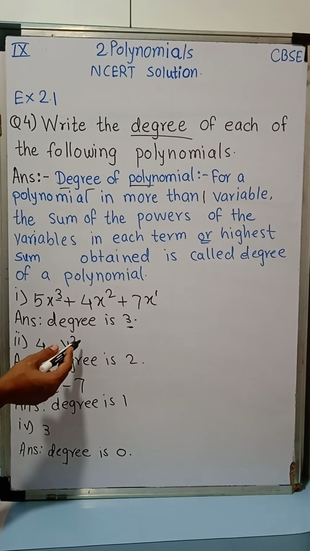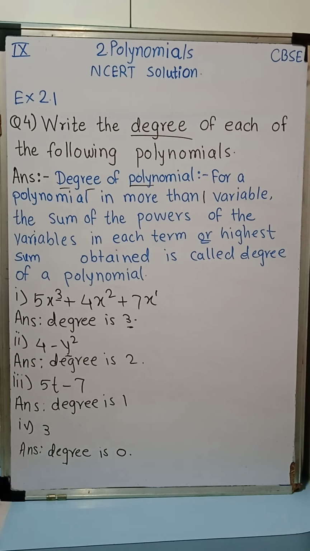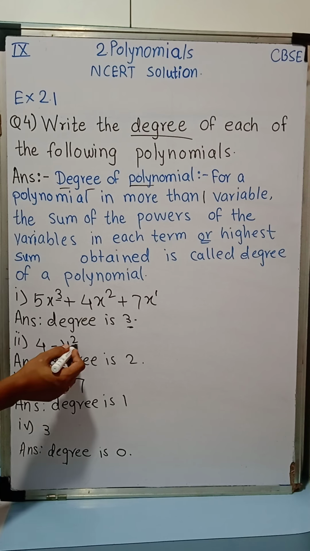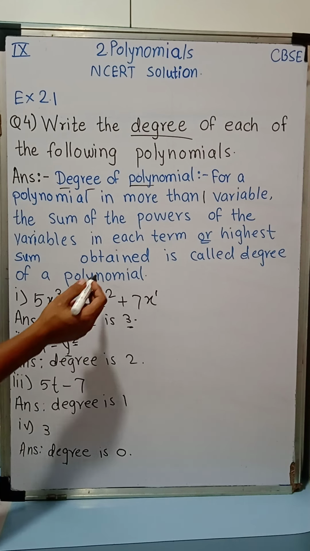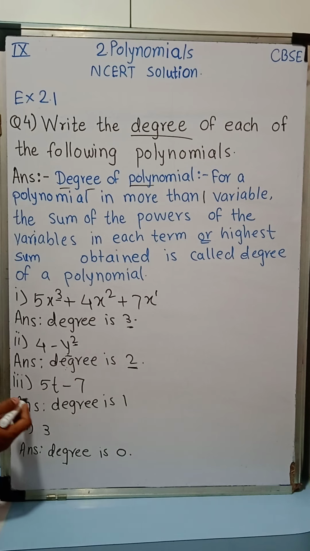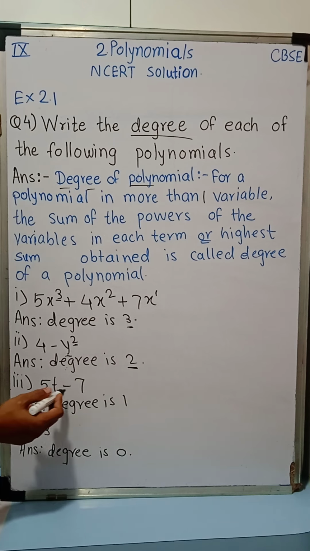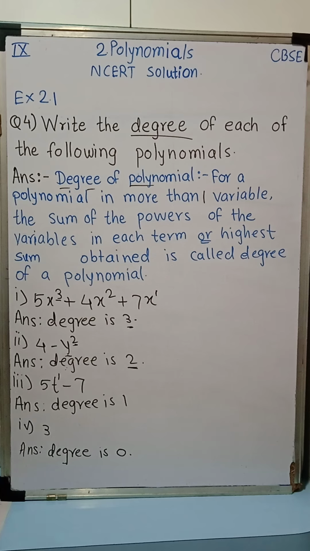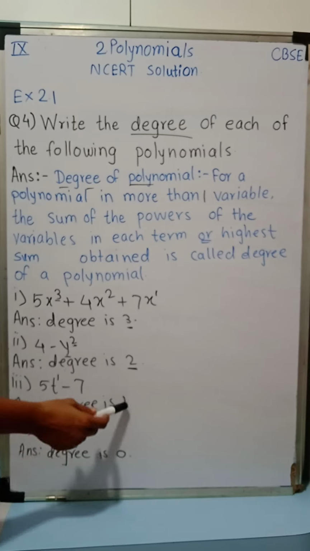4 minus y^2. Here the variable is y and the highest power of y is 2. So that highest power is called the degree. So the degree is 2. Let's move to the third: 5t minus 7. Here nothing is written as a power on top of the t, so it is considered to be 1. And therefore the degree is 1.